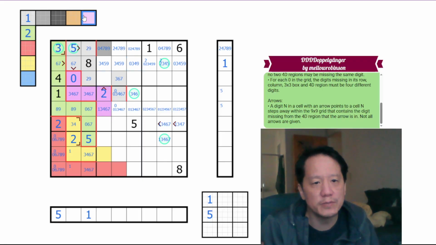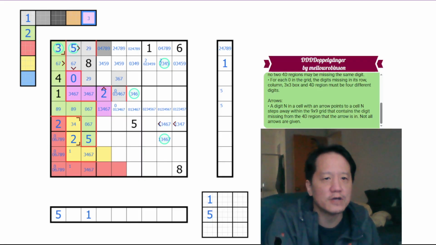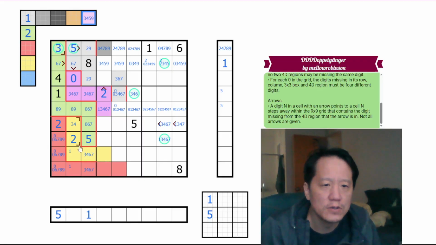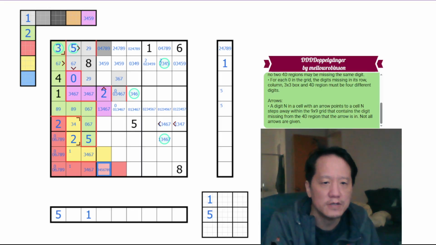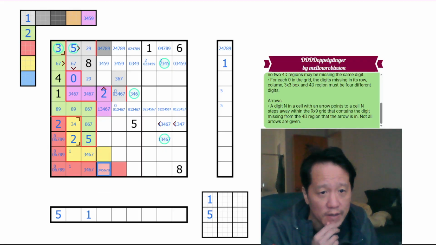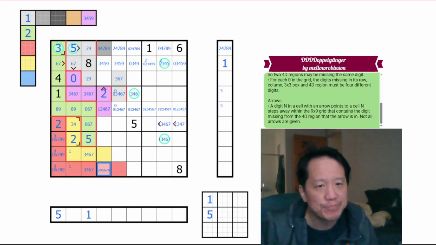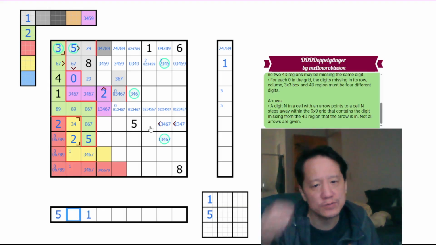So this pink must be missing 3, 4, 5, or 9. This yellow matches this digit here. Cannot be 2 or 8. 1, 3, 4, 5, 6, 7, 8, 9. Cannot be 1 because yellow can't be missing 1. So no 8. So that's 3, 4, 5, 6, 7, or 9, which is all of them. That ain't helpful. We don't know what's missing in column 2, so that's not helpful.